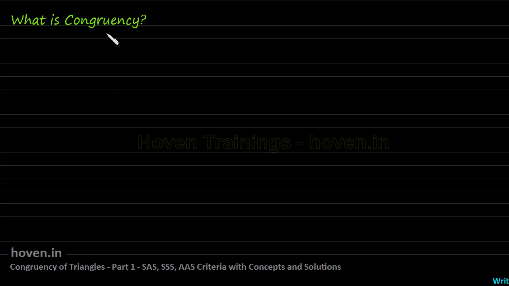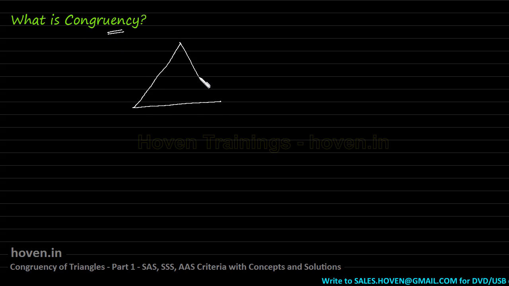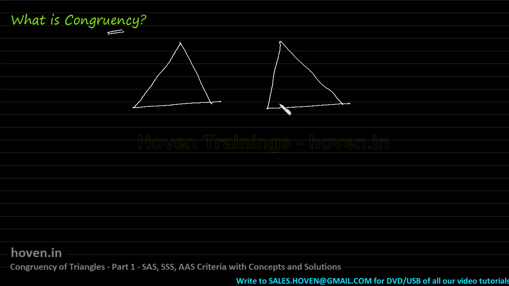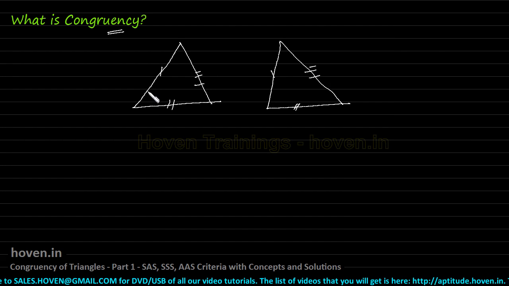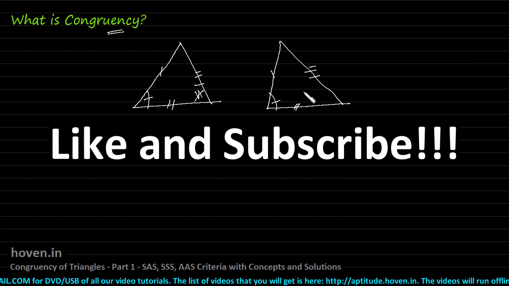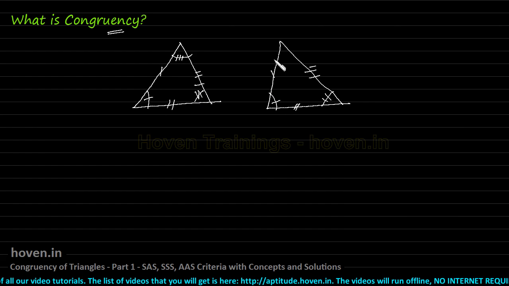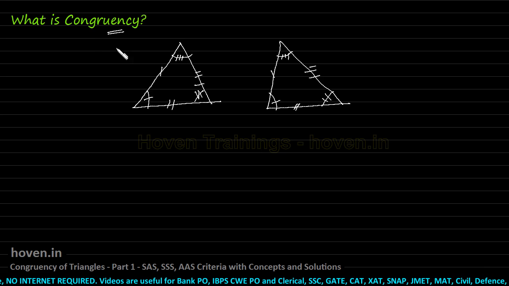Now we shall study the congruency of triangles. What is congruency? Two triangles are said to be congruent if they overlap each other entirely. That is, if they are equal in all respects. Their respective sides are equal. These three sides are equal. Then this angle is equal to this angle. This angle is equal to this angle. And the third angle is also equal to the third angle. Then these two triangles will overlap. That is, when I place this triangle over this triangle, the triangle below will be completely hidden. And if I place this triangle over this, then again the triangle below will be completely hidden. So congruent figures are those figures which are equal in all respects.